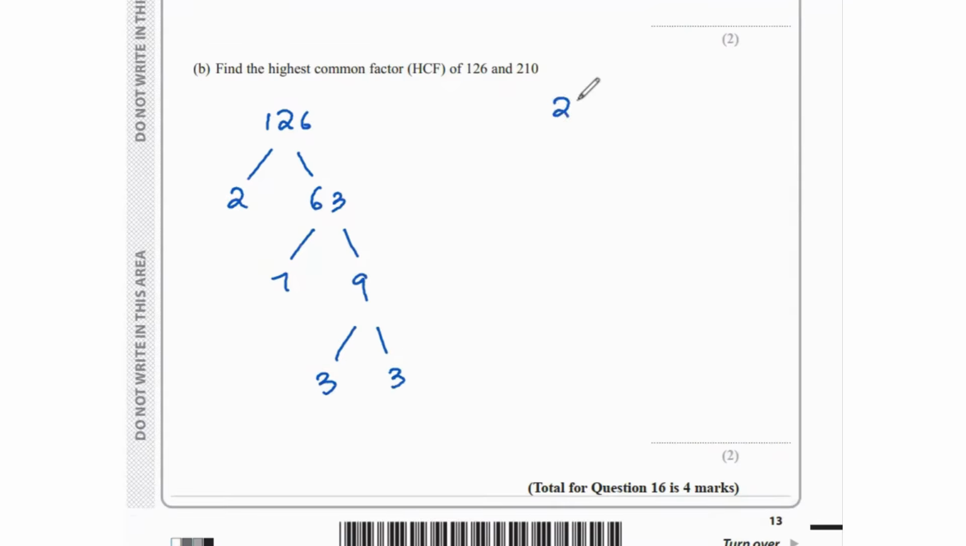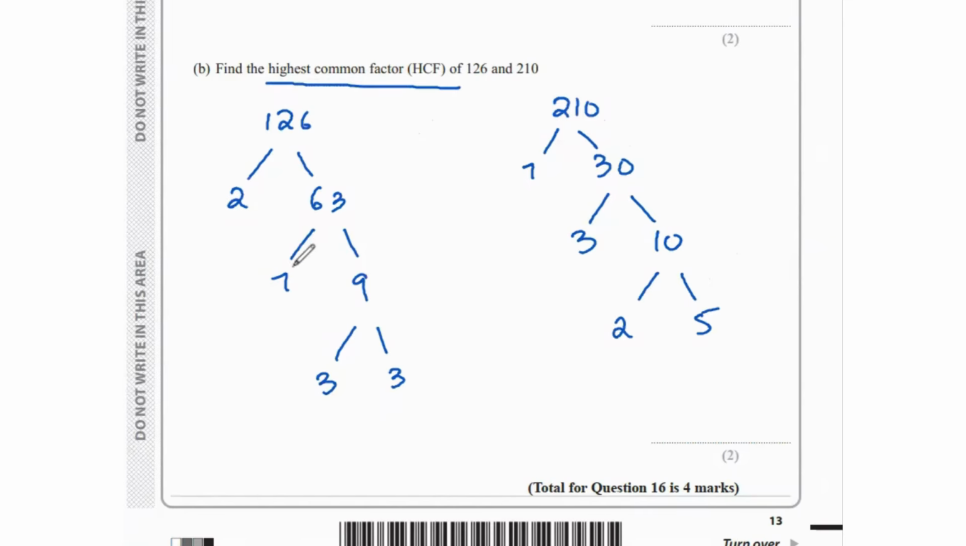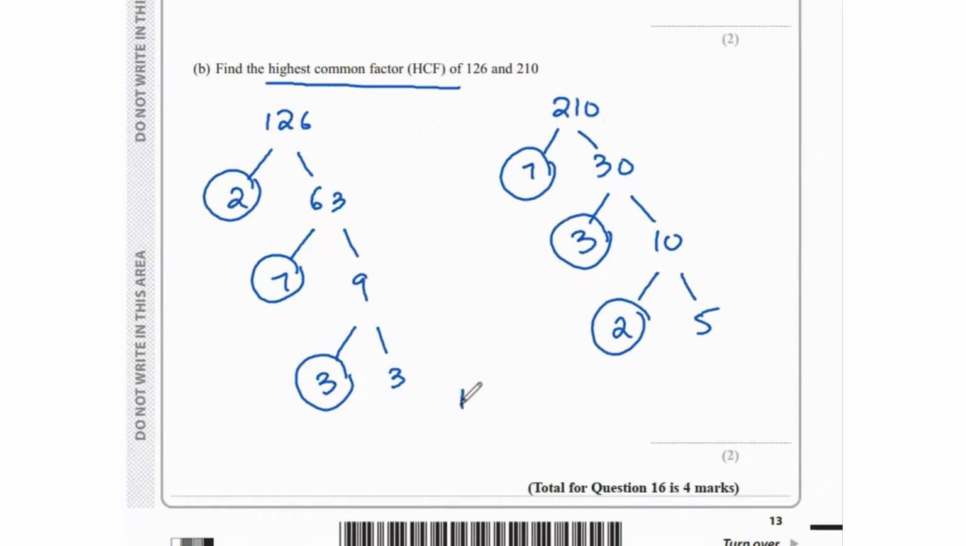Now we draw the factor tree for 210. We can say 7 and 30, 3 and 10, and 2 and 5. These are all prime numbers. We have to pick the highest common factor. So we can see that 7 is common, 3 is common, and 2 is also common, which means your HCF is 7 times 3 times 2, which is 42. So 42 is your highest common factor for 126 and 210.